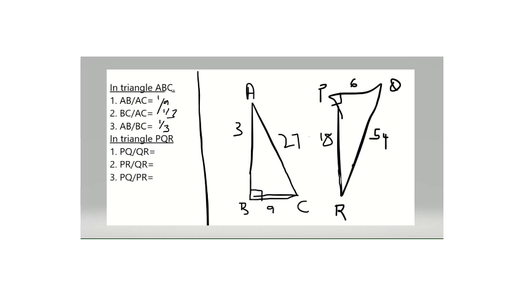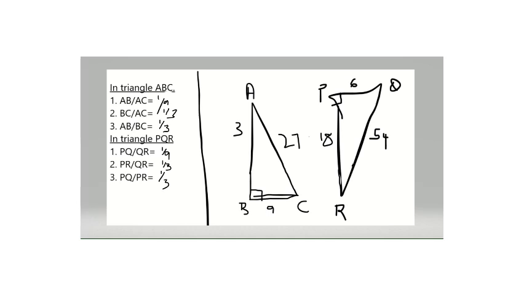Moving on to triangle PQR. Yes, it's 1 over 9. What about PR over QR? It's 1 over 3. What about PQ over PR? This is also 1 over 3.